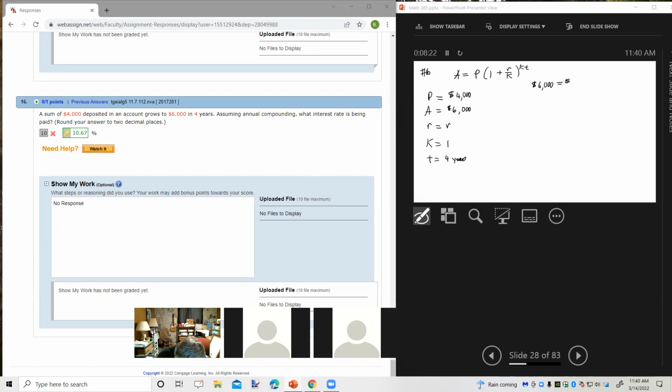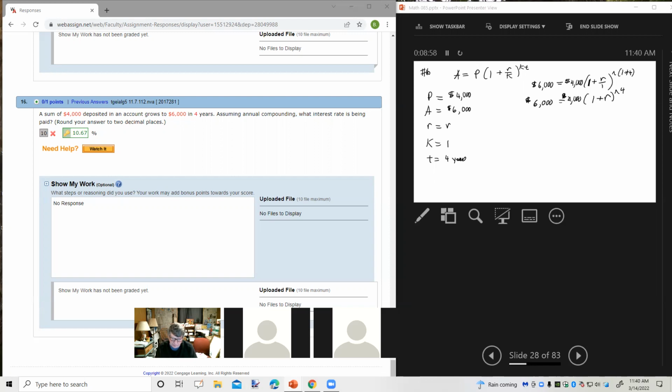So $6,000 equals $4,000 times 1 plus, looks like parentheses, 1 plus R over 1 to the 1 times 4 power. Okay. So I can clean that up a little bit. $6,000 equals $4,000 times 1 plus R to the 1 times 4, so to the 4th power.